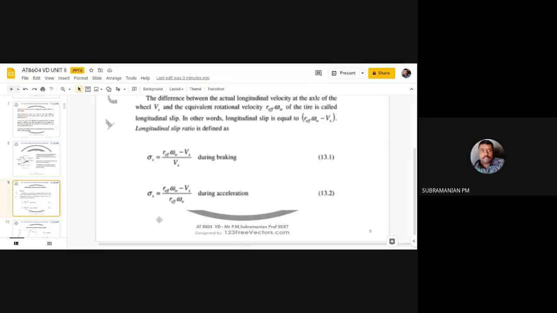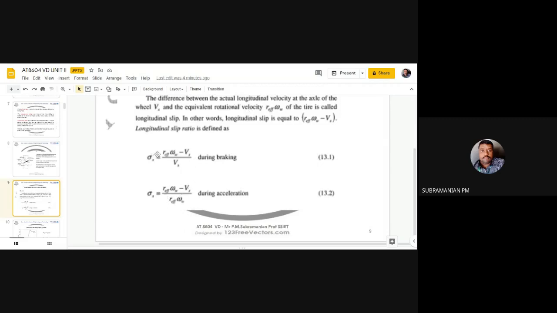When I'm going to apply the brake, I'll be having one slip ratio. When I'm going to accelerate, I'll be having another slip ratio. You may ask why this slip ratio is getting different. When you are starting the vehicle, you'll be getting the power from the engine. So what will happen in that scenario? The slip ratio input is taken from the engine. That is, you will go for equivalent rotational velocity.